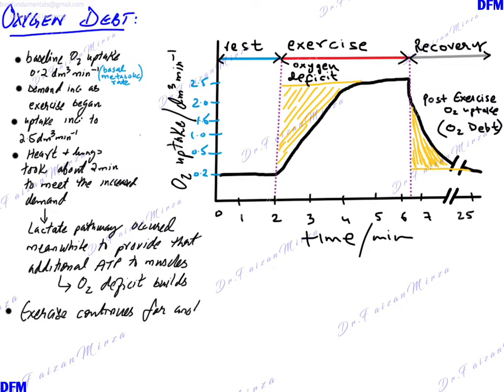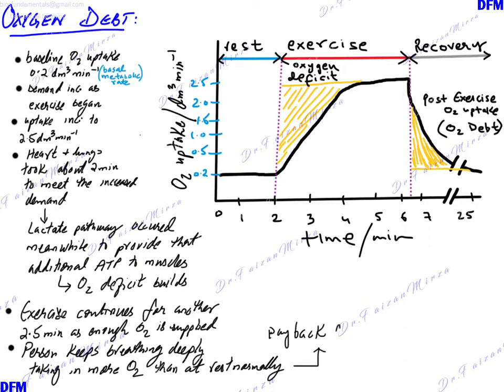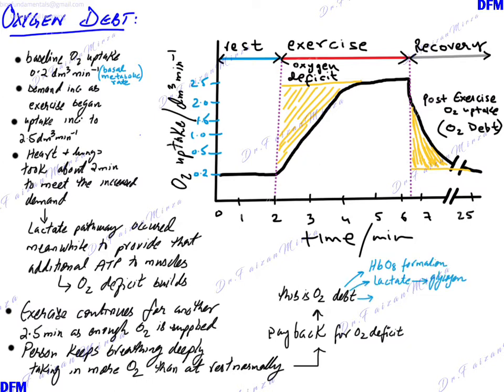The exercise continues for another couple of minutes, but as lactate builds up, the person feels fatigued. The person cannot continue exercising for long. The person is breathing deeply and taking more oxygen than he or she was initially because he or she is now paying back for the oxygen deficit. This is oxygen debt. Oxygen debt ends up producing more oxyhemoglobin. Lactate is converted to glycogen, and this increased metabolic state of organs after exercise has ended is maintained as well.